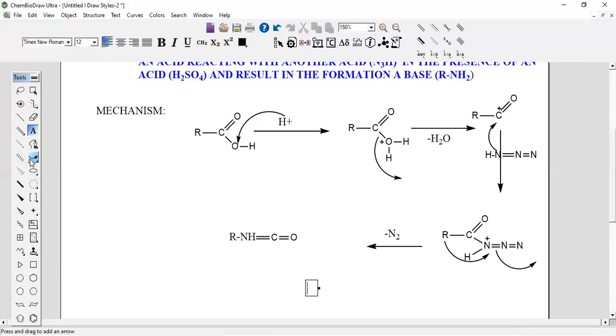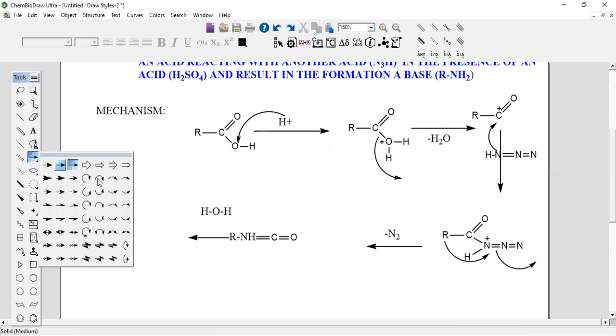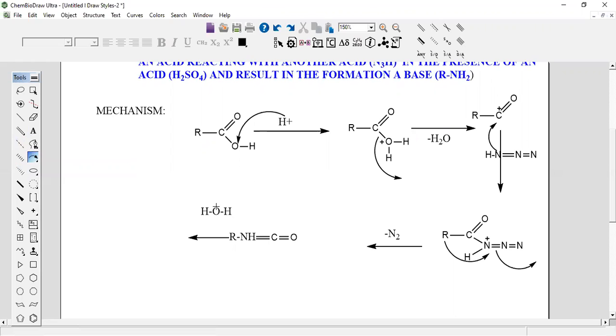For this, a water molecule is added, that is HOH. How is this water molecule added? We have to take a curved arrow. It is added on the carbon, like this. On this carbon it is added, so the pi bond is shifted to here. And here what happened?